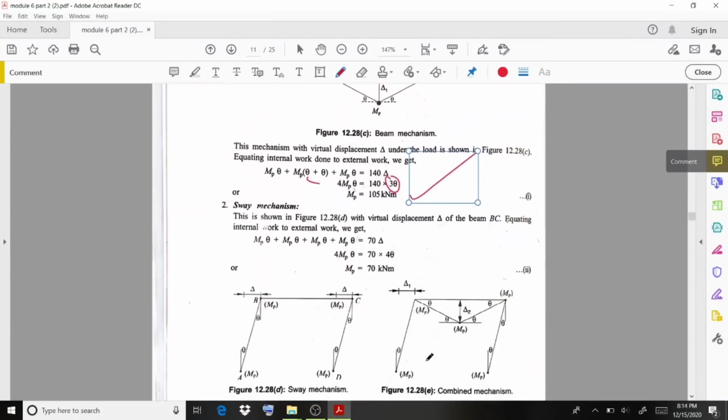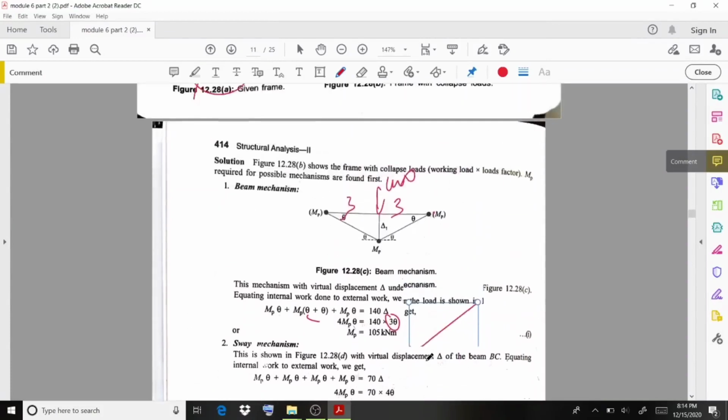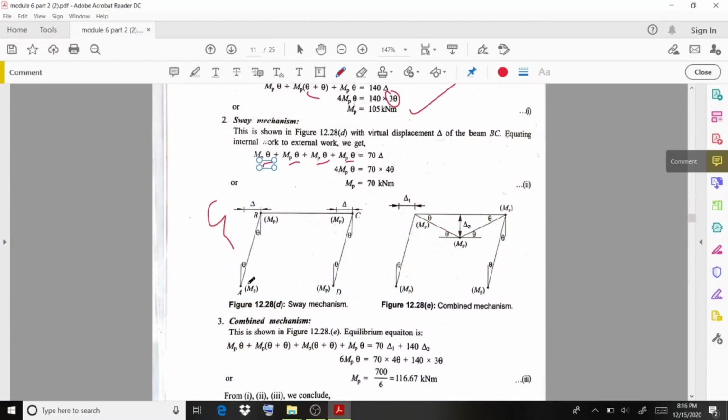And then coming to the sway mechanism, why are we not considering this 70 kilonewton here? If this 70 kilonewton is acting at this point or somewhere, then you need to calculate that separately. For the sway mechanism, you can observe that at each of the supports, that is A, B, C and D, a plastic hinge will be formed.